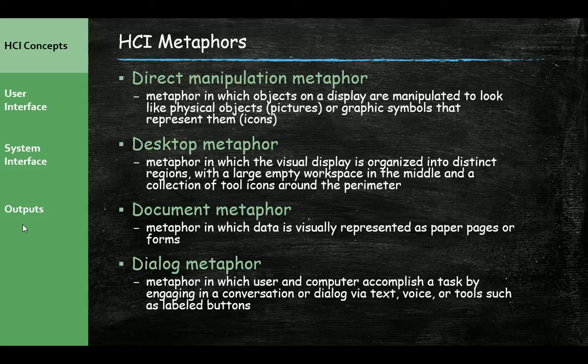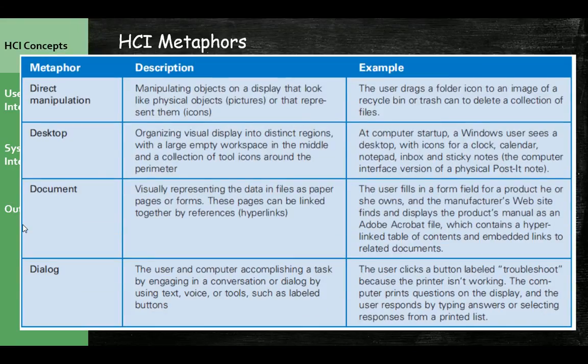And we'll talk more about that later on, and we'll see an example of that. So here's a table from the textbook that we use in this course. And you can see here we've got our metaphor. So, direct manipulation example: a user drags a folder icon to an image of a recycling bin, which we talked about.